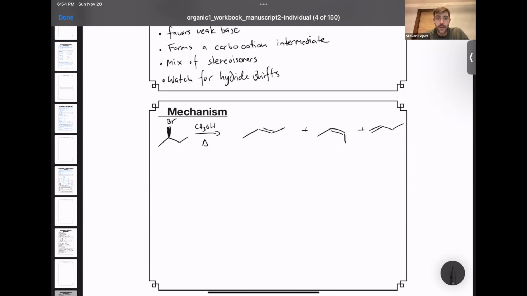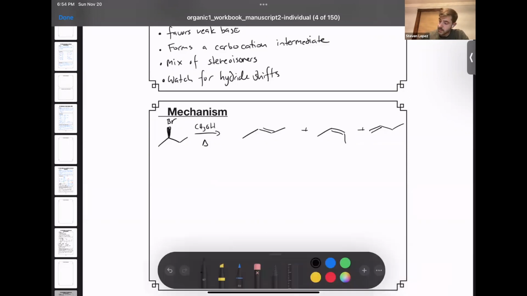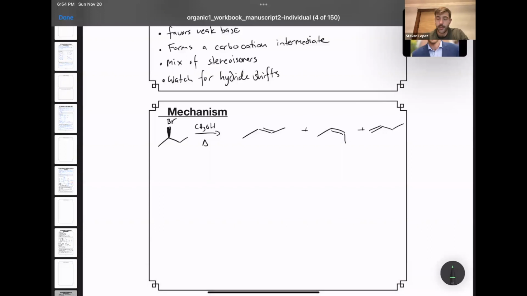So the first step of any one of these E1 or SN1 reactions is that the leaving group leaves. So I'm going to show the electrons from the carbon-bromine bond leaving, being kicked onto the bromine leaving group, forming a carbocation intermediate. And this is a secondary carbocation. This secondary carbocation will then have the possibility of reacting with methanol, where methanol acts as a base.